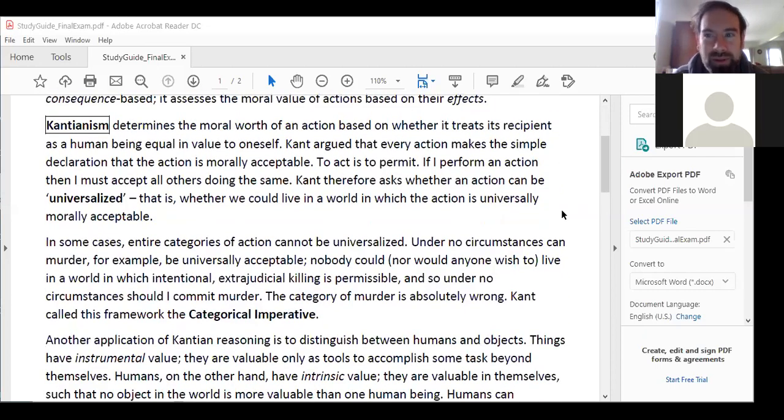So this one may be a little bit more complex, but I tried to explain it in a way that might be a little bit intuitive. Kantianism has everything to do with how you are treating other human beings, and of course, I know utilitarianism sort of does too. But the question that is asked by Kantianism has to do with whether you are respecting the other person as a human being equal in value to yourself, right?